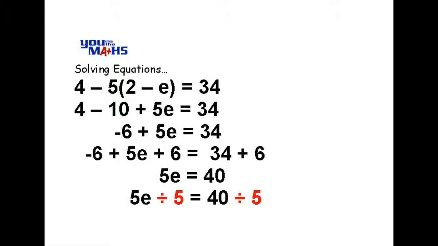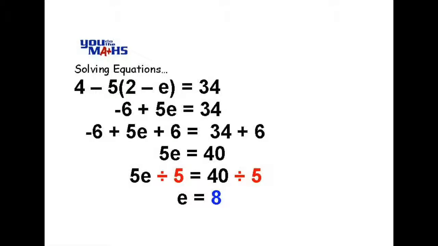And when we end up getting there with the 5's removed, that e is equal to 8, which is 40 divided by 5. And you can check that by substituting it into the first line to check that the equation still balances and equals 34 on the right.